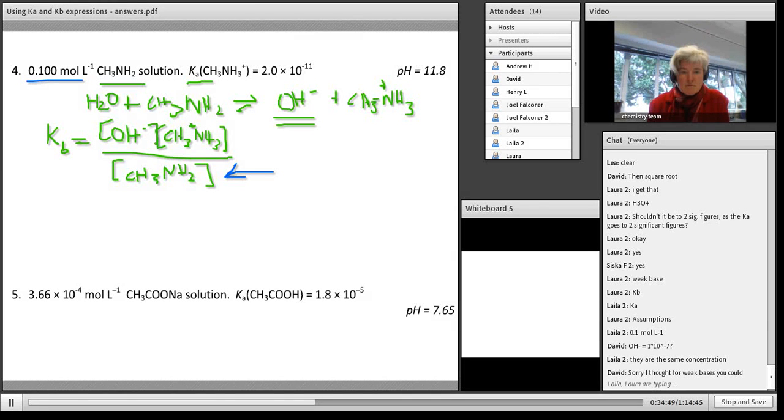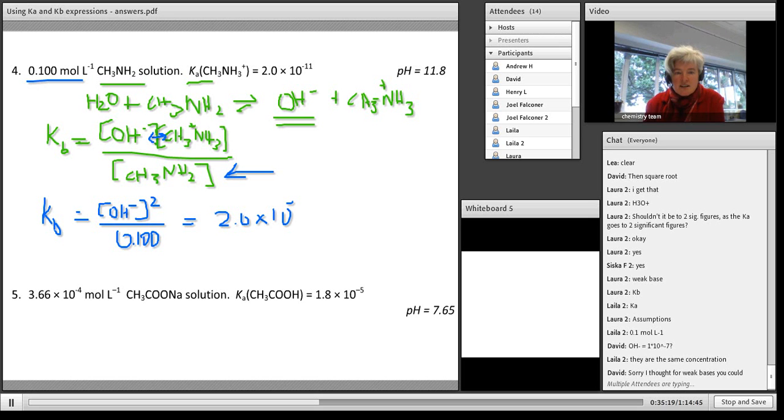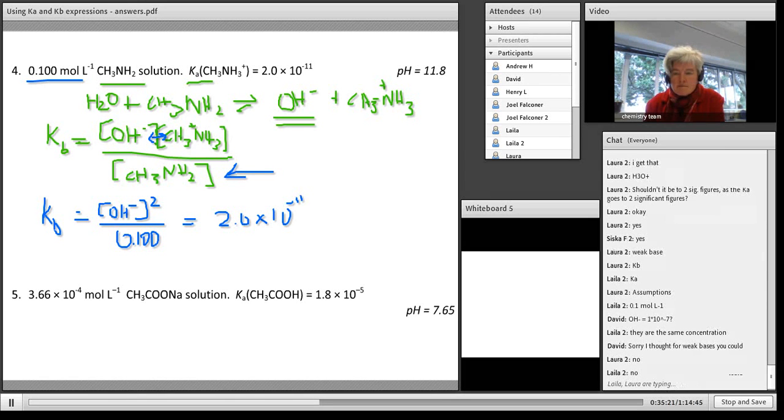So what we do is we say Kb is equal to our OH minus squared, because we've assumed that those two are the same concentration, all over our 0.100. It's good to get into the habit of using the correct number of significant figures. Now, can I say that is equal to 2.0 times 10 to the minus 11? No, because I was given a Ka and not a Kb.